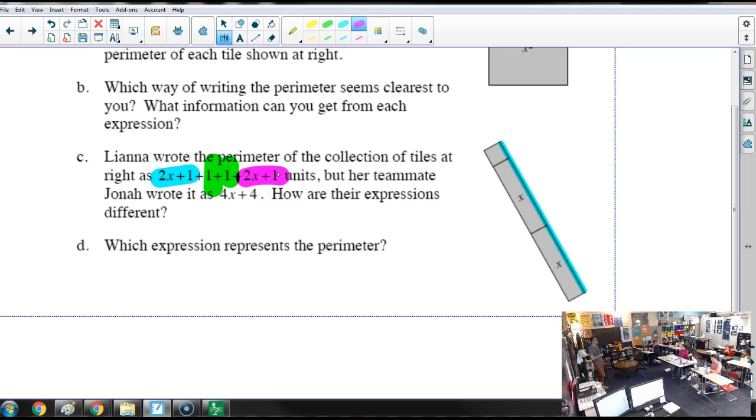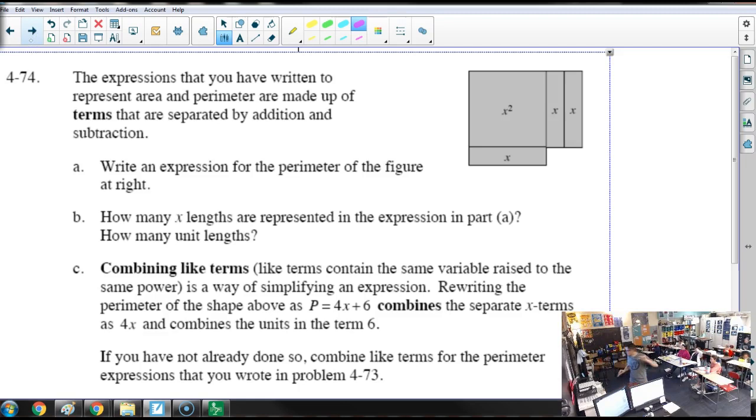If somebody tells you what x is, like they say, hey, x is actually 5, then you can figure it out. Because you know 4x plus 4, I just plug in 5. If x is 5, what's your perimeter here? 24. That's why we use variables. Is this making a little bit of sense? Yeah. A little bit? What's the perimeter of that shape?